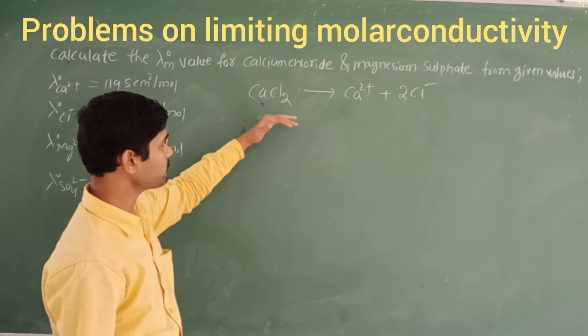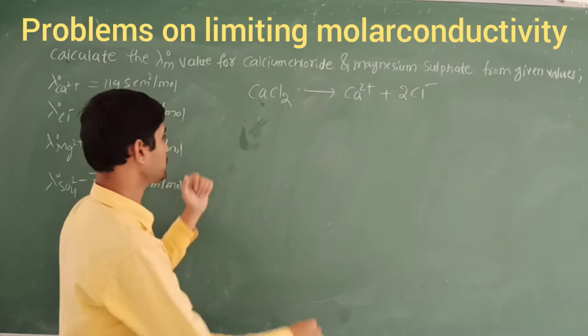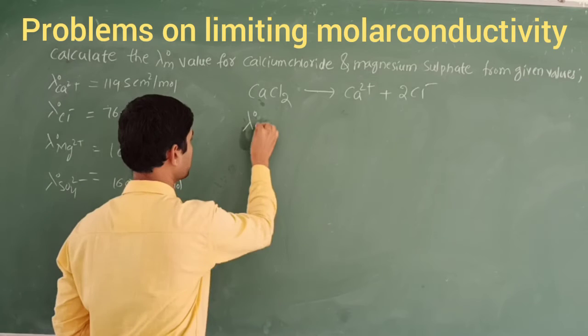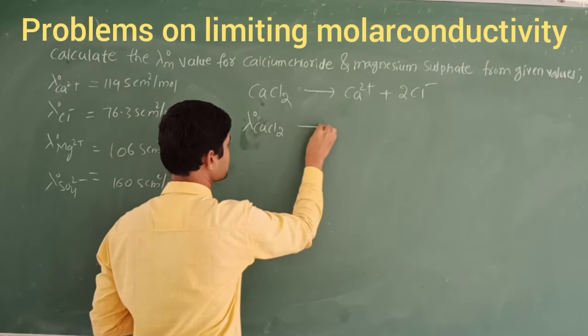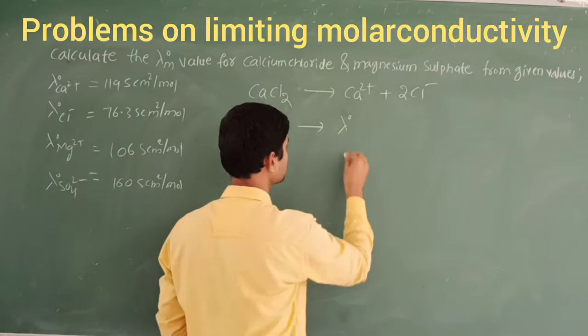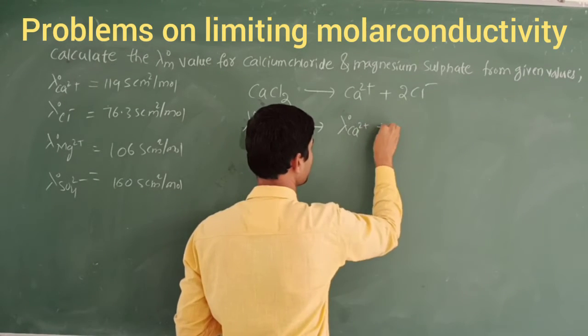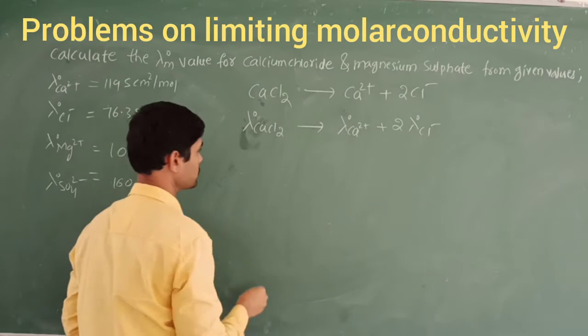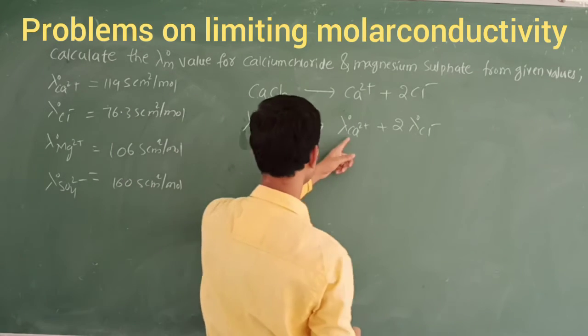When we apply this to the limiting molar conductivity, how do we write it? The limiting molar conductivity for calcium chloride is written as the limiting molar conductivity of the individual ions, Ca2+ and Cl-. So when you substitute the values here, what is the value of this one?